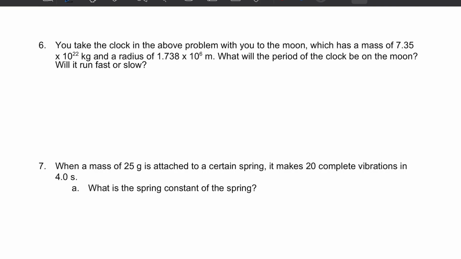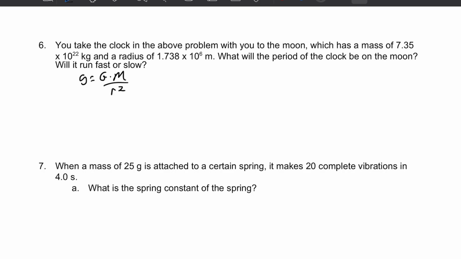Number 6, you take a clock in the above problem with you to the moon, which has a mass of 7.35 times 10 to the 22nd kilograms and a radius of 1.738 times 10 to the 6 meters. What will be the period of the clock on the moon? Will it run fast or slow?